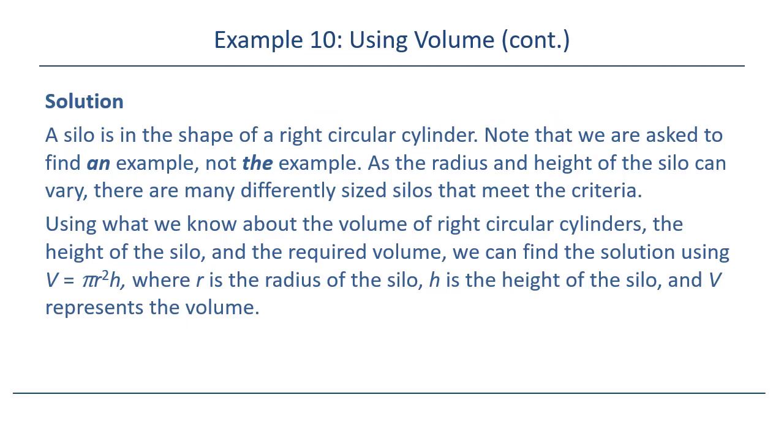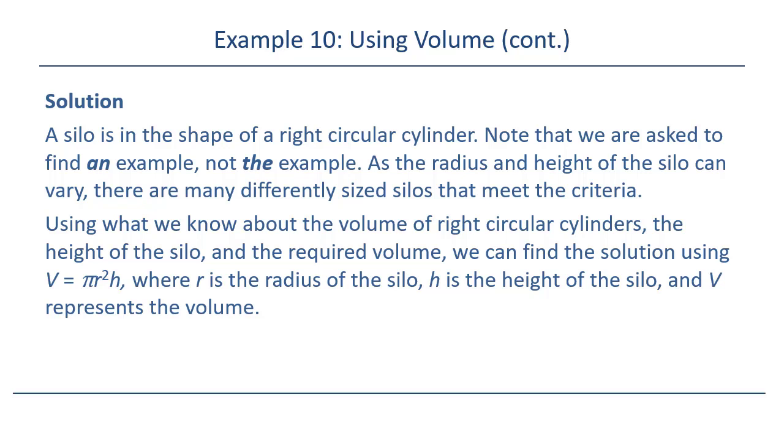Well, first you've got to figure out what the shape of this thing is. It's a right circular cylinder, and they want to find an example, not the example, because as the radius and the height of the silo can vary, there are going to be many different size silos that meet that same criteria. If we take what we know, i.e. the volume that we're looking for, and the volume of right circular cylinders, the height of the silo and the required volume, if we plug those two in, we can find the solution using our simple formula where R is the radius and H is the height, and V represents the volume.